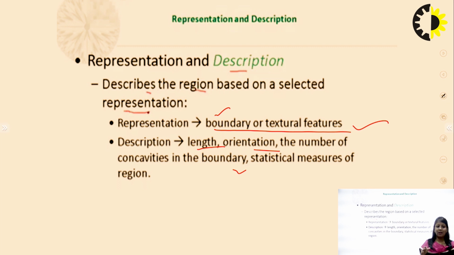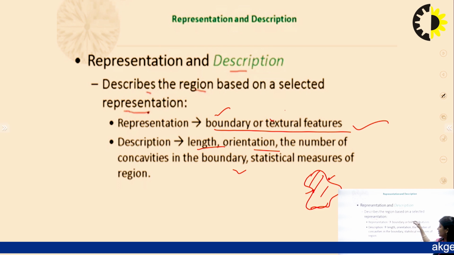Means if we have selected one shape or one boundary, then there can be a concavity, like this is the shape, so this is the concavity here. So we have to identify the concavity in the boundary. Statistical measures of the region, meaning how many curves are there, or what the texture is. So there can be different characteristics. Description means like metadata of this representation of that object, and it will be covered in the description.